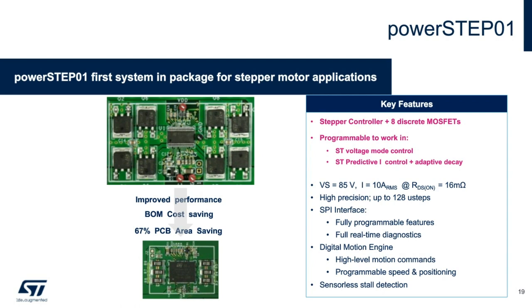The 8 discrete MOSFETs are integrated together with a digital motion engine controller in one single high-performance VFQFPN 11x14 mm package. The system-in-package solution reduces the PCB area by 67%, and the integration improves the performance and reduces the bill of material. More details about the electrical performance of PowerStep01 are in the next chapter.